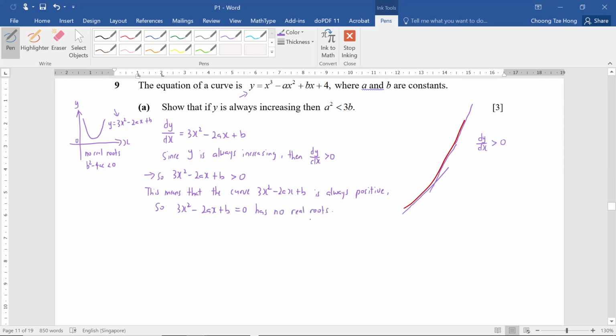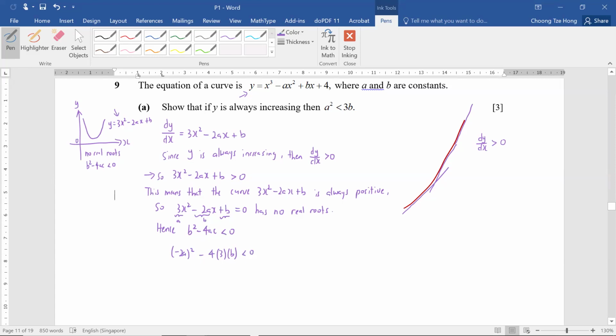Okay, so if it has no real roots, then the discriminant b squared minus 4ac is less than 0. So now we are going to extract out the b, a, and c. The b will be actually this negative 2a over here, okay? So negative 2a squared minus 4. Now the a will be this 3, and then the c will be the b, right? So this will be less than 0.